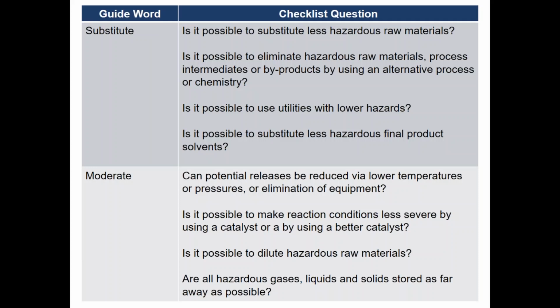Another question is, are all hazardous gases, liquids, and solids stored as far away as possible to eliminate disruption to people, property, and the environment in the event of an incident? Basically, you want to make sure the storage of your chemicals is far away to avoid knock-on or domino effects in the event of an incident. As you can see, overall, moderation checklist questions aim to lessen the hazard potential by changing operating conditions, their chemicals, or locations of these chemicals.